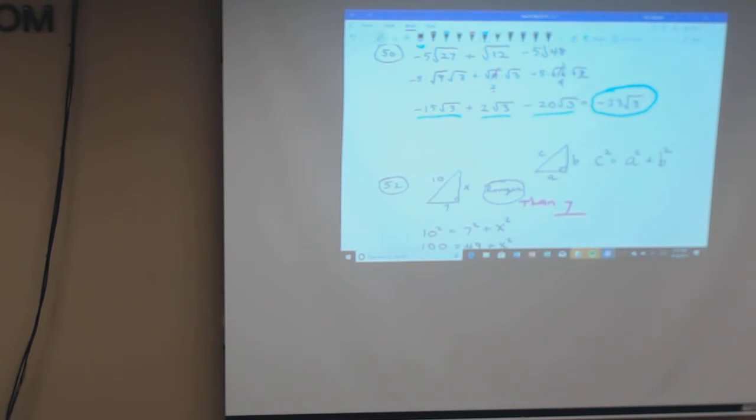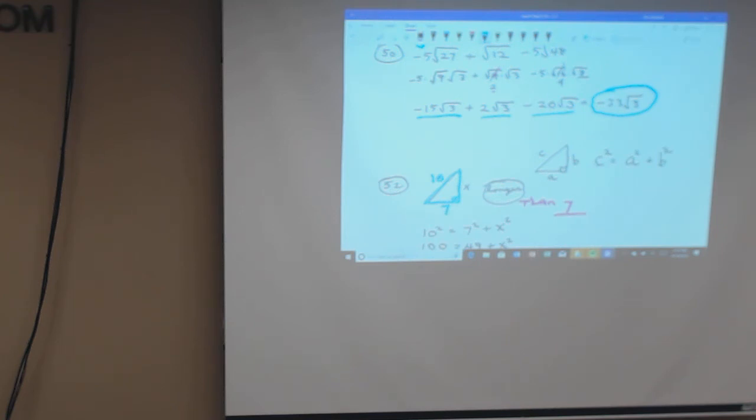Number 52. Oh, finally, we get to some story problems. What does 52 say? The hypotenuse of a right triangle is 10 inches long. So I draw a triangle. I make it a right triangle with this little square in the corner, and this is the hypotenuse. That's 10 inches long. Okay? I'm just going from all these words to mathematics because it's easier to work it. One side is 7 inches long, so I call this side 7.